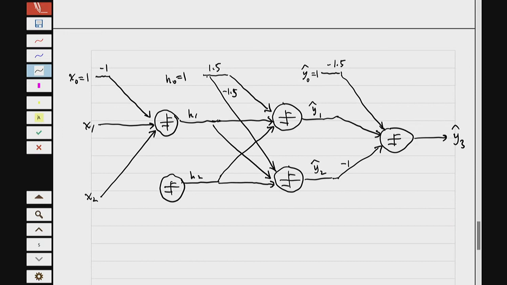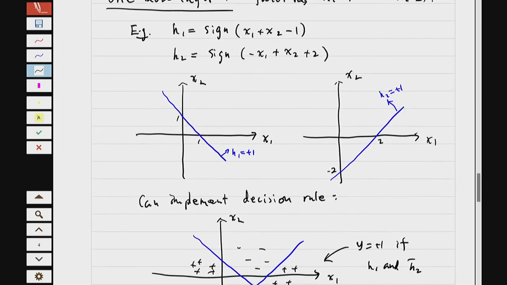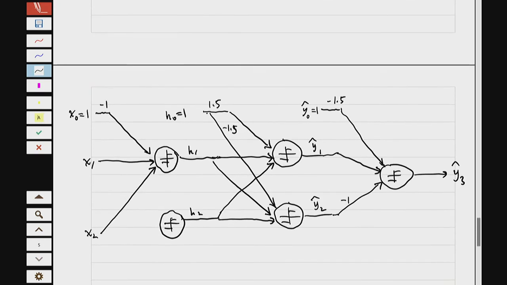Yeah? For H2, it is minus 1, 1, 2. Remember? Yeah? Minus 1, 1, 2. So this one will be minus 1, and then 1, and then this one is 2. Okay?